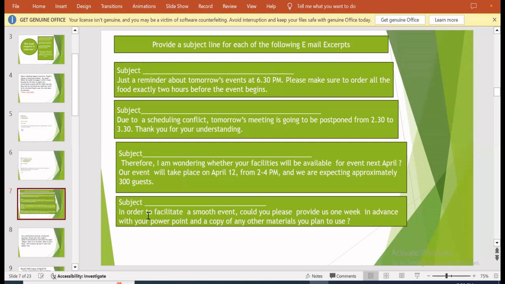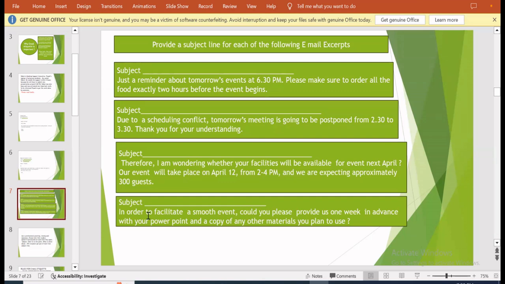"Please make sure to order all the food exactly 2 hours before the event." That means it may be reminding him to deliver the food items on time. Is it not? Yes, sir. You can also write food delivery on time. Anyone? So let us check the next one.